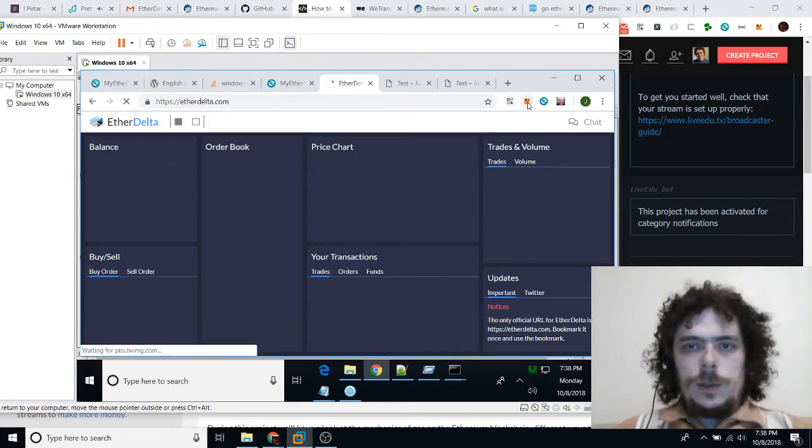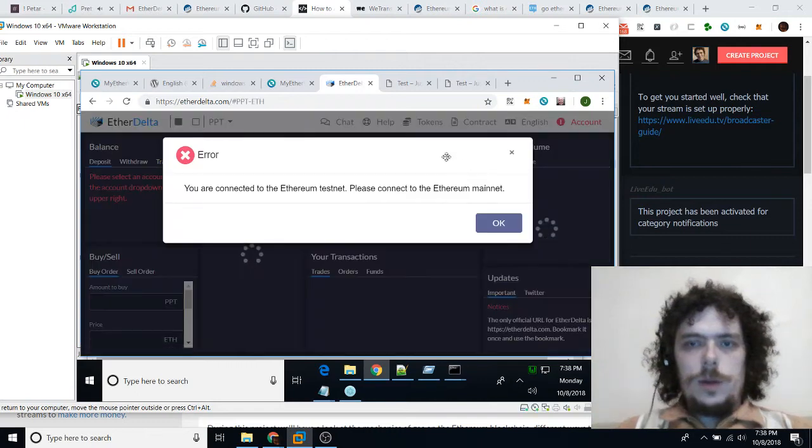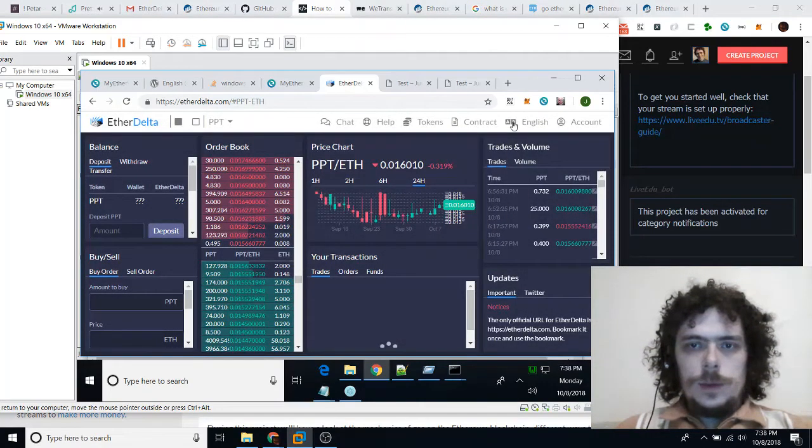So here on EtherDelta, it's probably going to complain that we're not on the mainnet. Now, there's a couple different ways we can use EtherDelta. We can use EtherDelta using MetaMask, which it defaults to if you have MetaMask on and unlocked. So it complains that we're not using the mainnet, but that's fine.